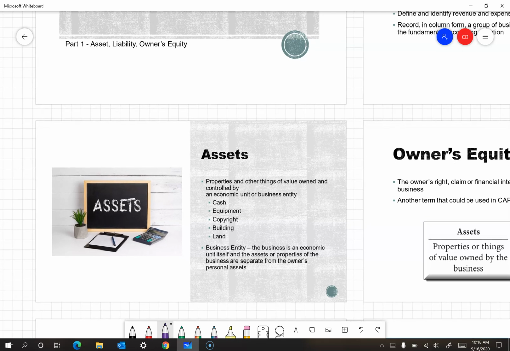Okay? So the first one we're going to talk about are assets. These are properties and other things of value owned and controlled by an economic unit or business entity. Okay, and what we mean by business entity is this is something that stands alone. The assets that are in the owner's company belong to the company, not the owner himself. Okay? And these include things such as cash, equipment, copyright, building, and land.